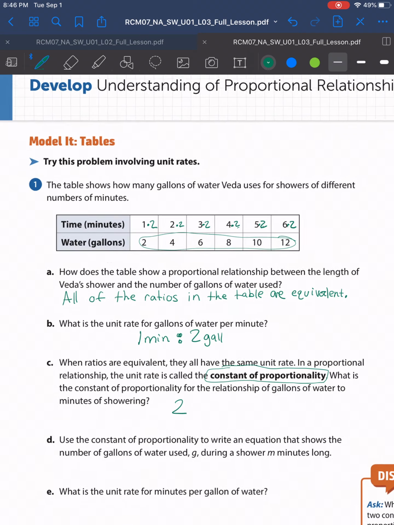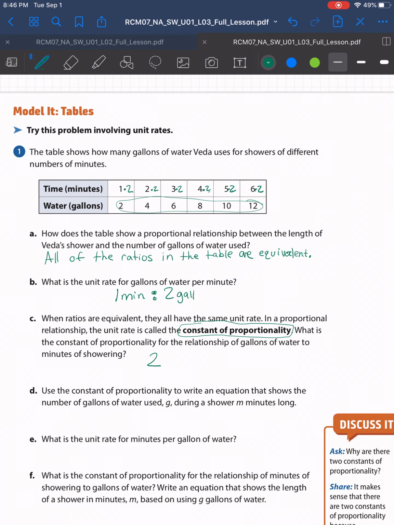D. Use the constant of proportionality to write an equation that shows the number of gallons of water used, and use G, during a shower for M minutes long. Basically, what I'm asking is, can I now find how many gallons of water I will use no matter how many minutes? Let's say I'm in the shower for 30 minutes. My constant of proportionality says times everything by 2, so 30 times 2 means I use 60 gallons of water.